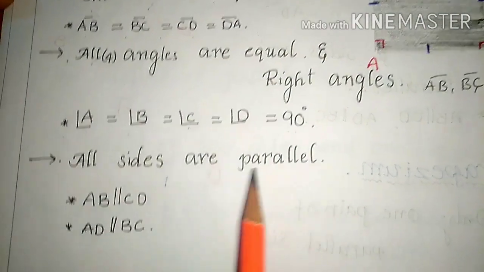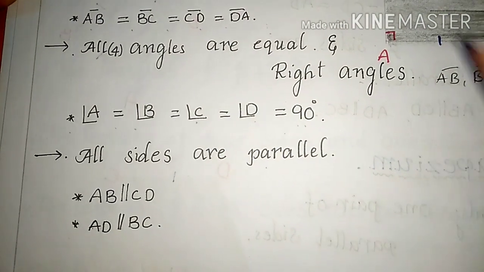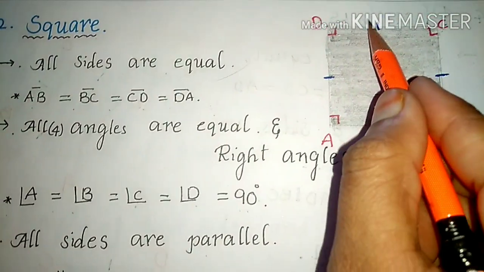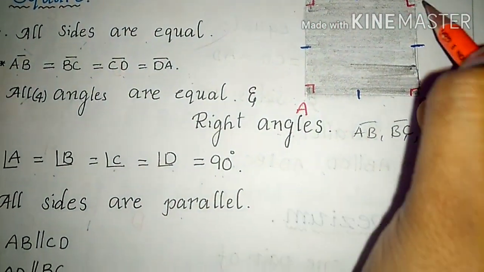Next, opposite sides are parallel. In this, side AB is parallel to CD and side AD is parallel to BC.